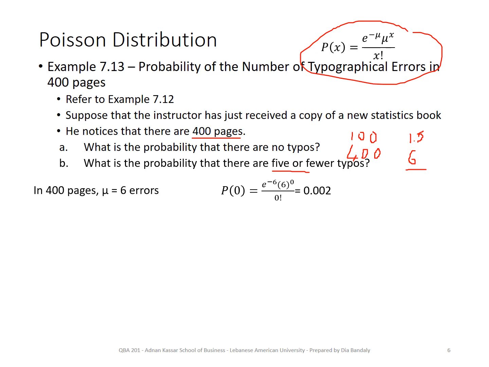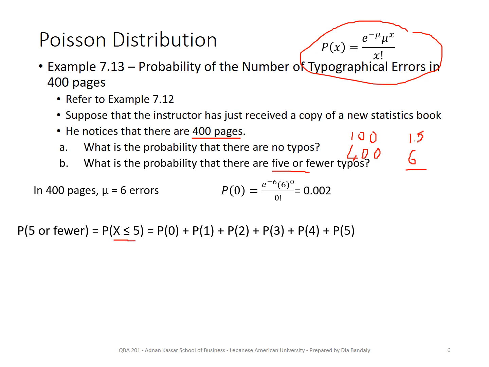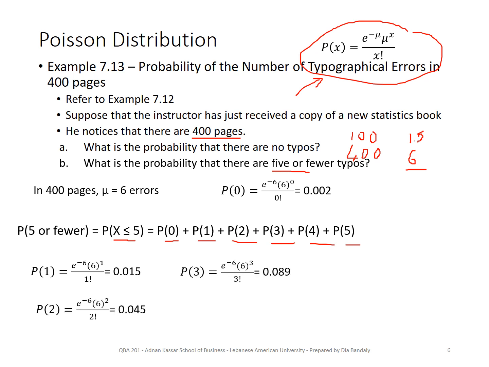Okay, we did something similar before. 5 or fewer means that x is less than or equal to 5. So we have to list the events that satisfy this condition: 0, 1, 2, 3, 4, and 5. So obviously what we need to do now is to find each one of these probabilities using that general formula, which I'm sure you're now familiar with how to use. We have already found p of 0, so we need to find p of 1, p of 2, p of 3, p of 4, p of 5.